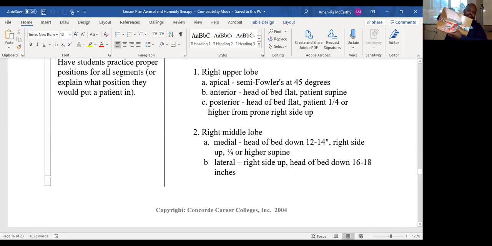See that? So now that lateral segment of the right middle lobe can drain into the larger airway. Not just on the side, but we want it this way so it drains down and toward the mouth, right? This is the mouth up here. So it's on his right side up, head of the bed down 16 to 18 inches, right? Boom. So it can just slide right in. So you think about that ball, right? Trying to make that ball. What do you have to do to that tray to get that ball to drain down into the finish line, okay? All right.